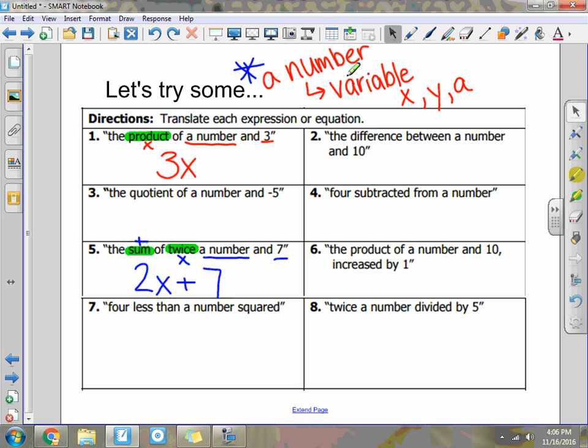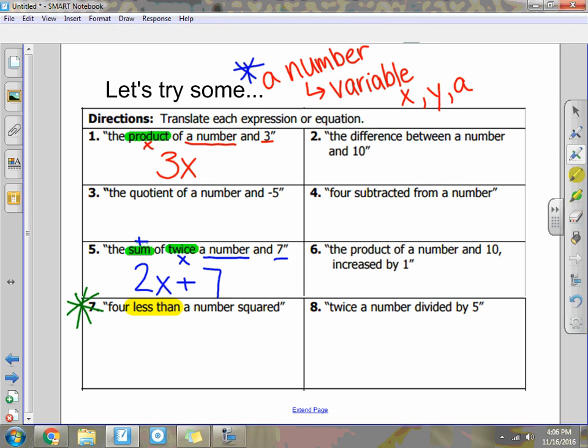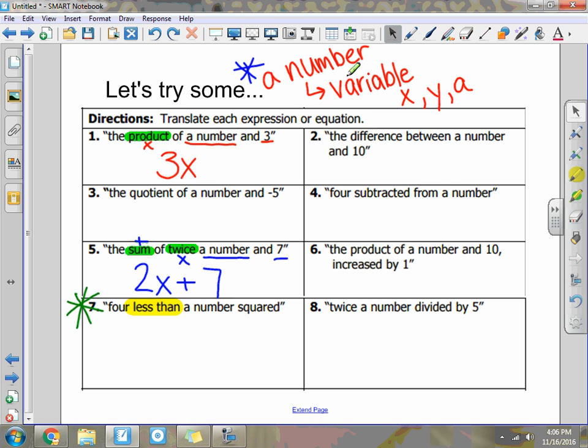Let's try number 7. This has got one of those really tricky turnaround phrases. Now, those words less than. You have to be really careful about that. I want you to put a star next to it, just like we put a star next to less than when we talked about it. Now, I do know that less than is a clue word for subtraction, but it's a turnaround phrase. So I'm going to write that right here. Turn around.